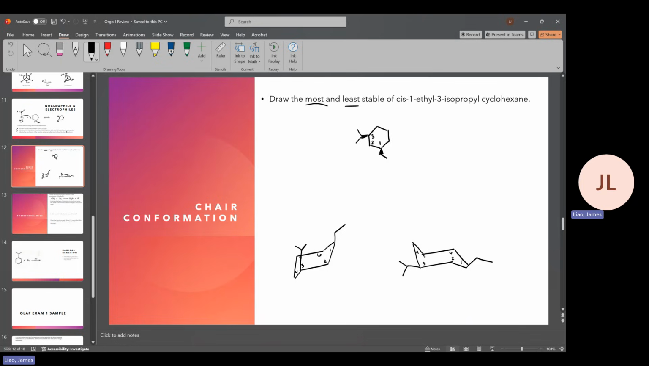So looking at the left chair, we have them on axial positions because it's pointing upwards. And axial positions do interact through steric hindrance because it's so crowded, making the left chair the least stable. Which means on the other side, with both substituents at the equatorial position, they're not going to interact as much. So they're going to be pretty much relaxed, and they're going to be the most stable chair conformation.